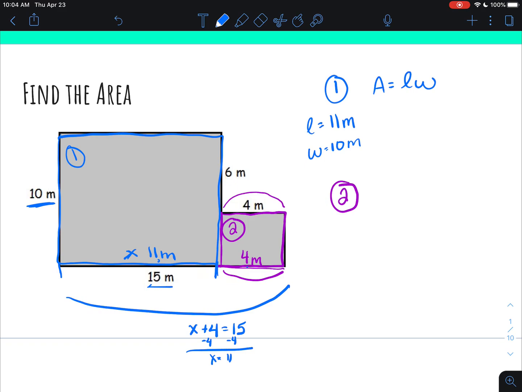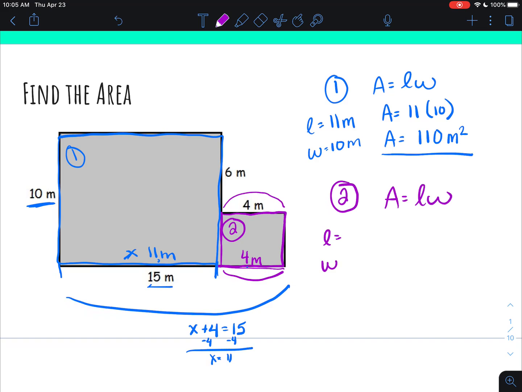So now I can figure out the area of the blue rectangle. Area equals length times width. 11 times 10 is 110 square meters. So that's one of the areas. Then I need to figure out the other rectangle. Same formula because it's a rectangle. I need to figure out the length and the width. Here the length is given to us, it's the 4.